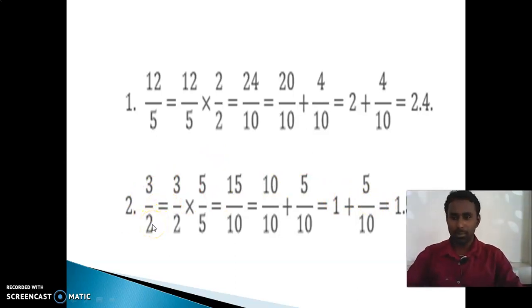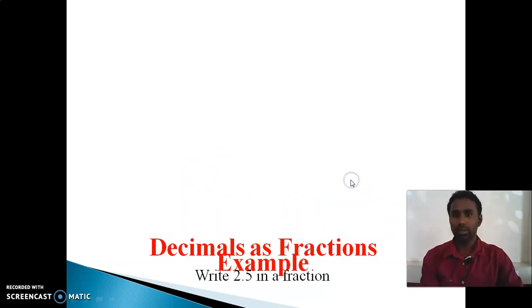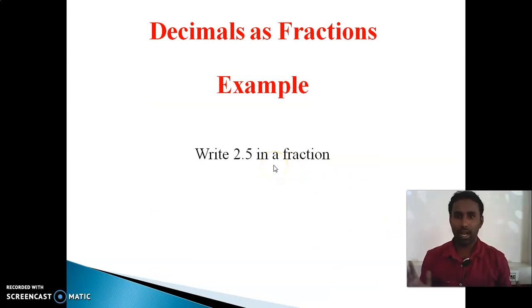If it is possible, you can convert the denominator to 10. For that you have to multiply with the same number in the numerator and denominator. For 1 0, you have to make 1 point, so 1.5. Okay. So next, decimal to fraction.